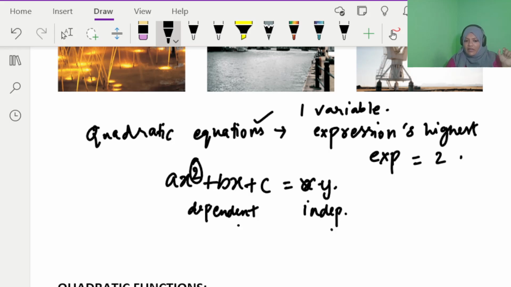And you have to be clear here that a is a non-zero constant. What happens if a is 0? If a becomes 0, the x square term vanishes, right? Thus leading to a linear function. So we don't want that. We need to have a specific quadratic function. So we stick to the coefficient a being a non-zero constant.